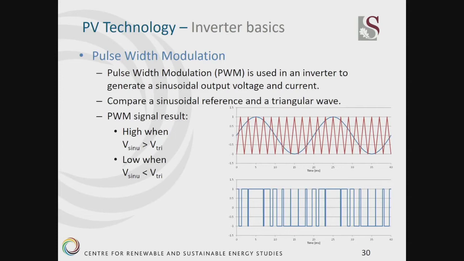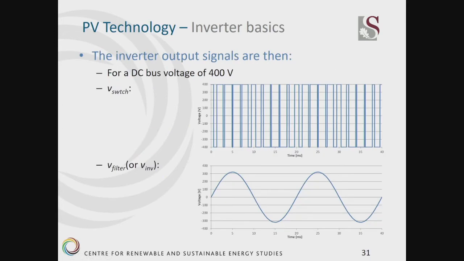Pulse width modulation is used in an inverter to generate a sinusoidal output voltage and current. This is done by comparing a sinusoidal wave with typically a triangular wave. When the sinusoidal wave is larger than the triangle wave, the output will be high. When the sinusoidal wave is lower than the triangle, the output will be low. And so you can create a sinusoidal wave.